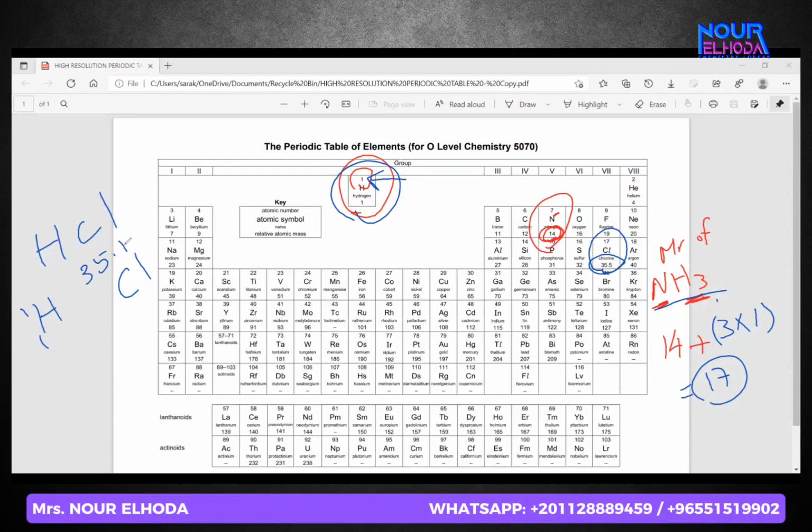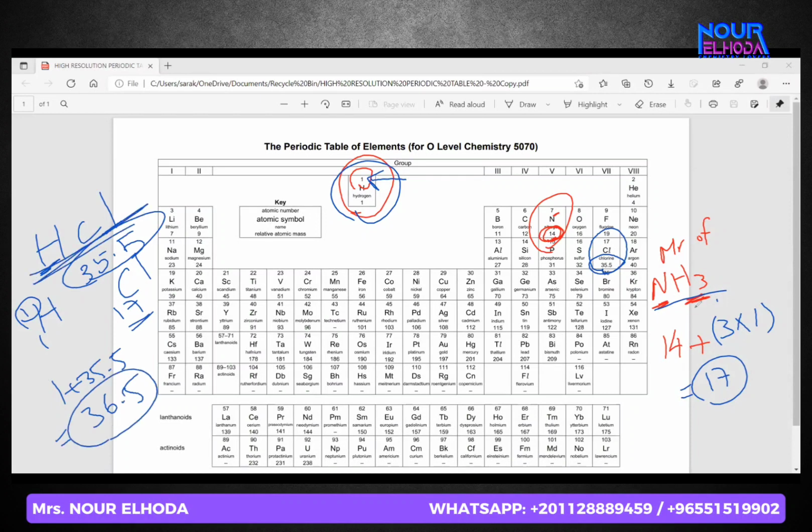That is 35.5. I don't care about the 17. So this means I have 1 H and 1 Cl. So 1 plus 35.5 is going to become 36.5. So this means HCl is heavier than what? Ammonia.